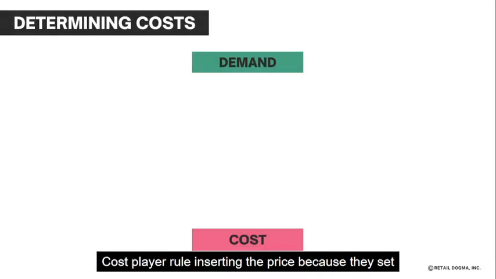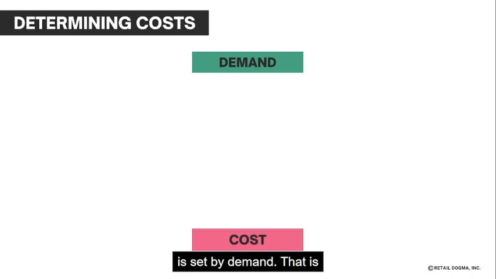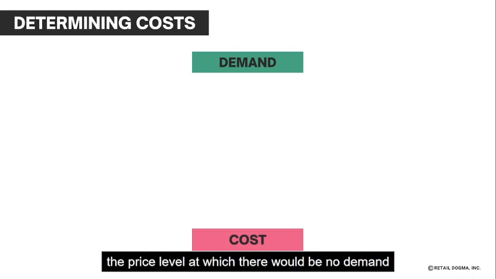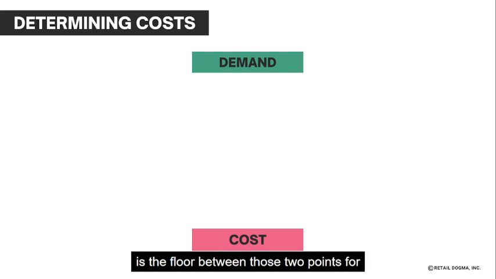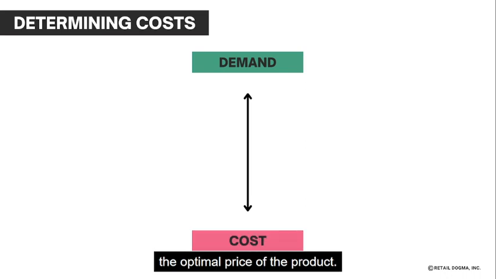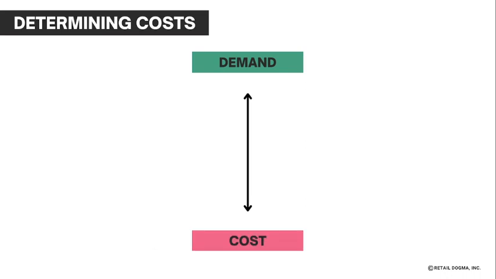Costs play a role in setting the price because they set the floor for the potential price of the product. The ceiling is set by demand. That is, the price level at which there would be no demand for the product will be the ceiling, and the cost is the floor. Between those 2 points falls the optimal price of the product.